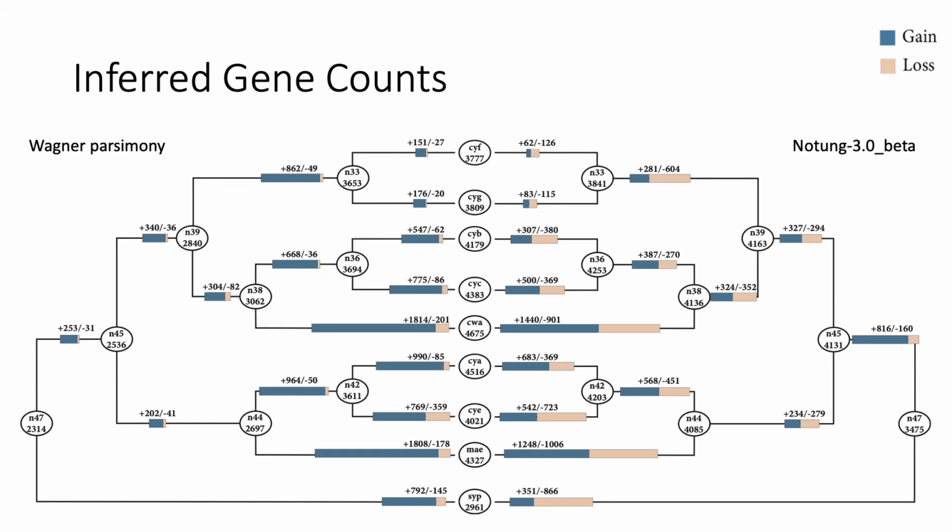This figure shows the ancestral gene counts inferred using two methods. Each present-day species is labeled with the number of encoded genes that are members of the 10,000 families used in this analysis. The internal nodes are labeled with the inferred gene counts in ancestral genomes. On each branch, the number of gains are annotated with the blue bar, and losses are annotated with the ivory bar.